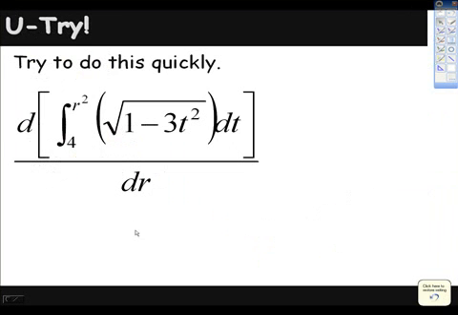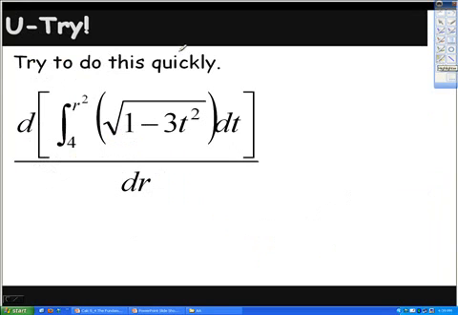So here's a try for you. Try to take what we learned on the last slide and try to do this quickly. If you have to rewind the video a little bit, take a look at that previous slide, and give this a shot.